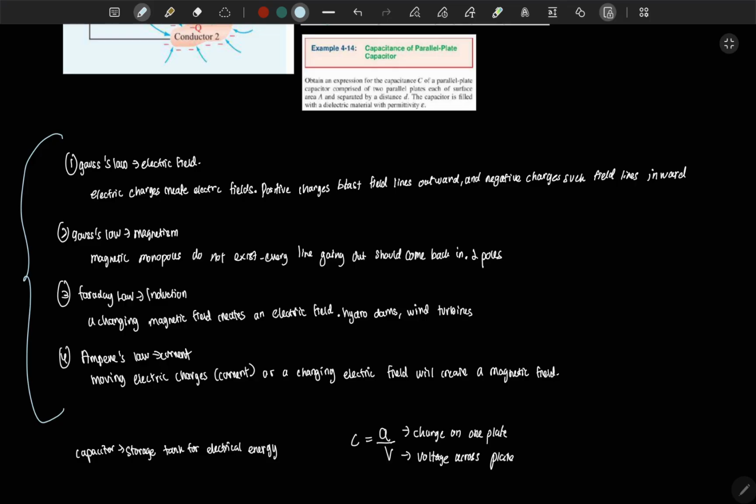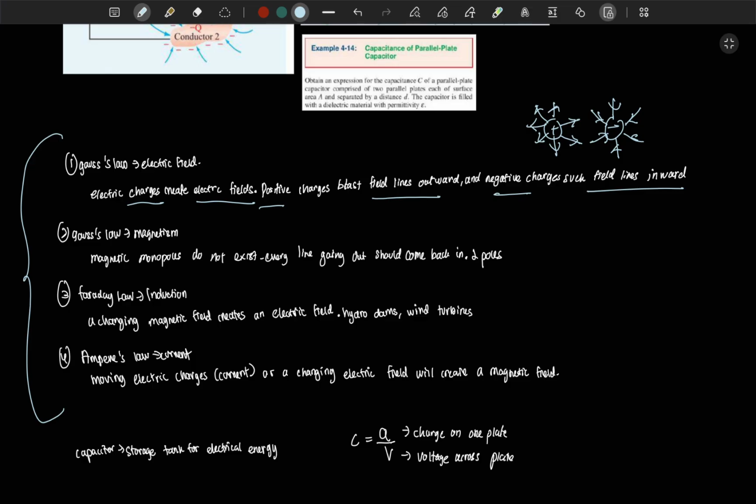First is Gauss's law. Gauss's law for electric field tells that electric charges create electric fields. Positive charge blasts outward and negative charge sucks inward, meaning that positive charge sends the electric field lines outwards, whereas the negative one attracts them. Remember, negative always attracts, positive repels. Just remember it in simpler terms, but it's not the actual term, so do not be confused.